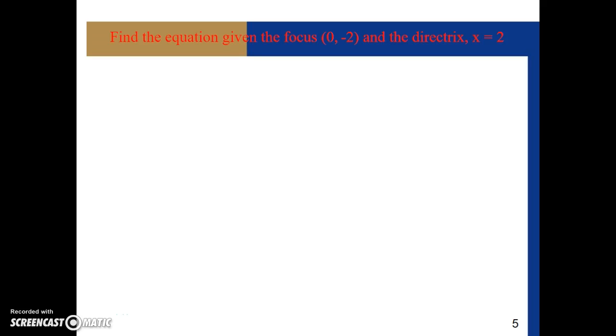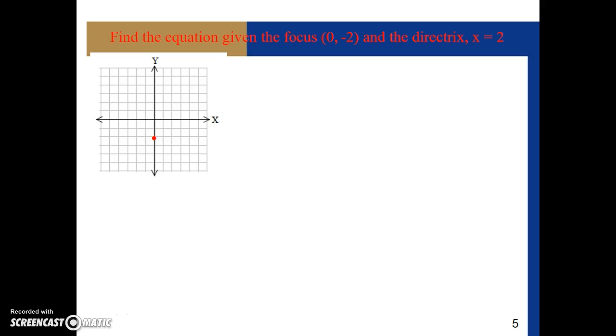All right, let's work another example. Find the equation given the focus is (0, -2) and the directrix is x equals 2. So we know the focus is down below the point of origin, and we know the directrix. We know the focus is always inside the parabola, and we know that the directrix is perpendicular to how the parabola opens.